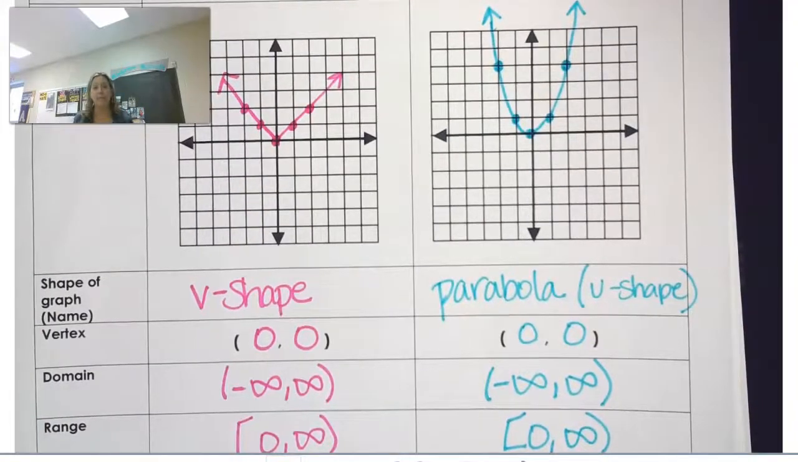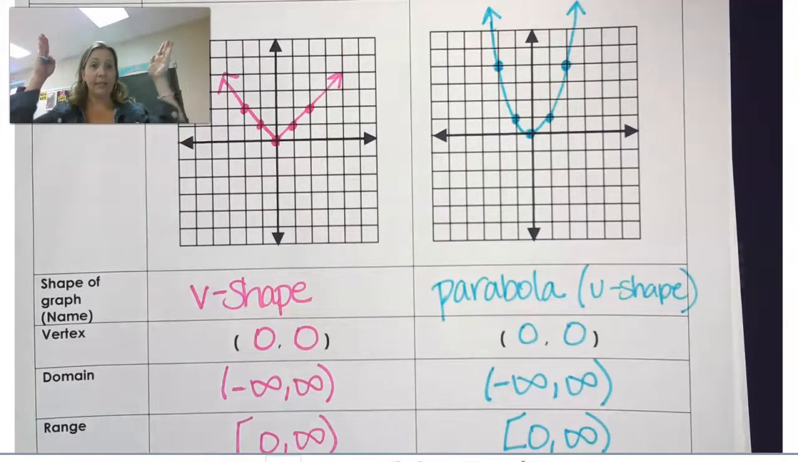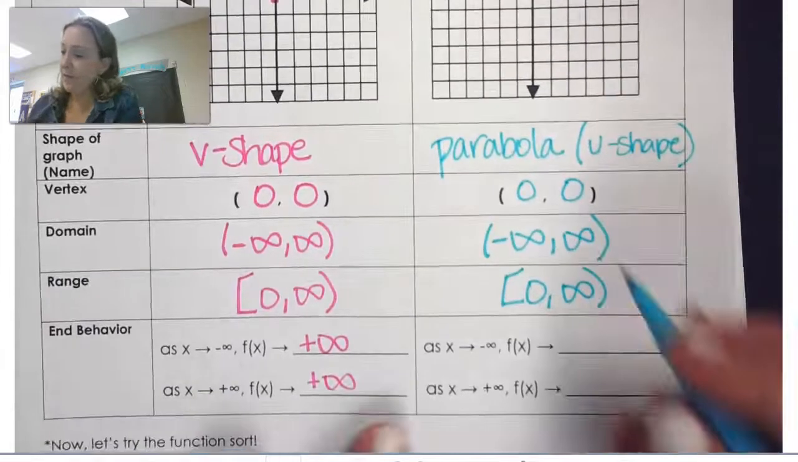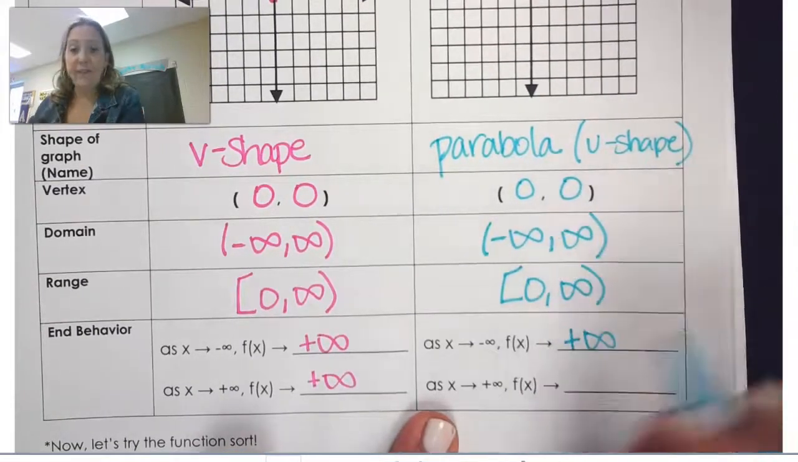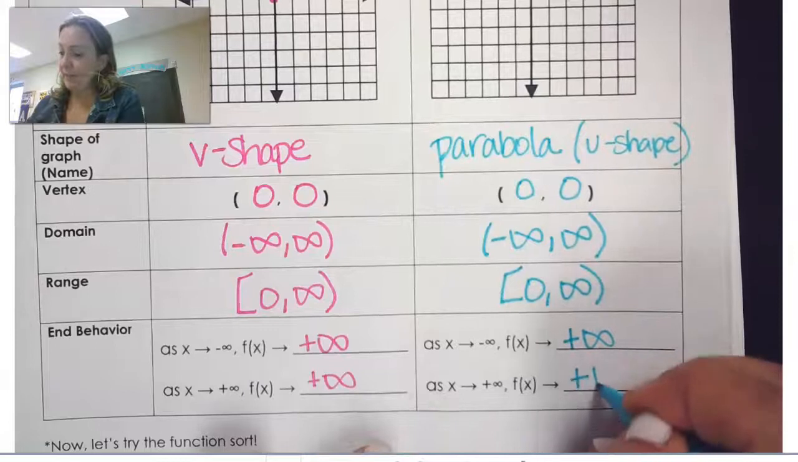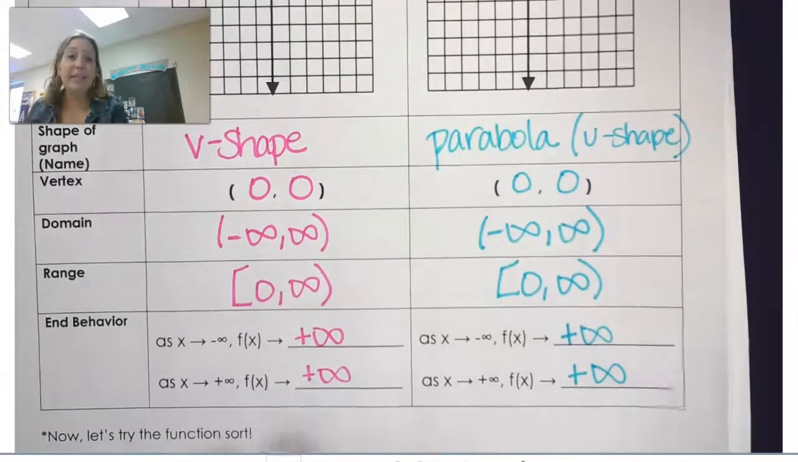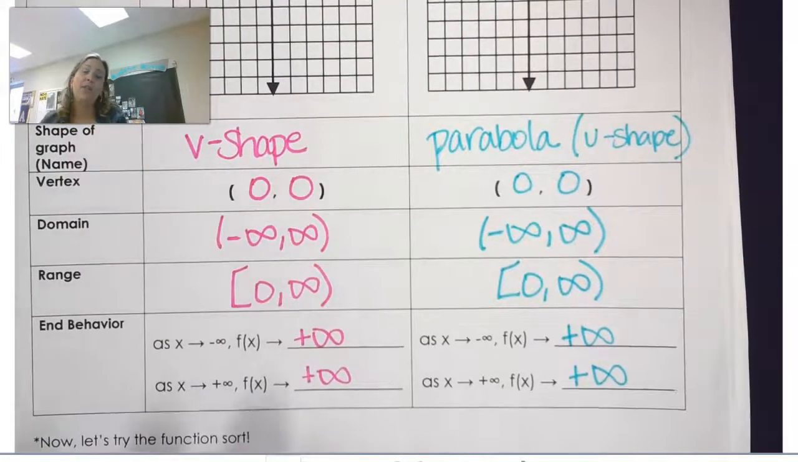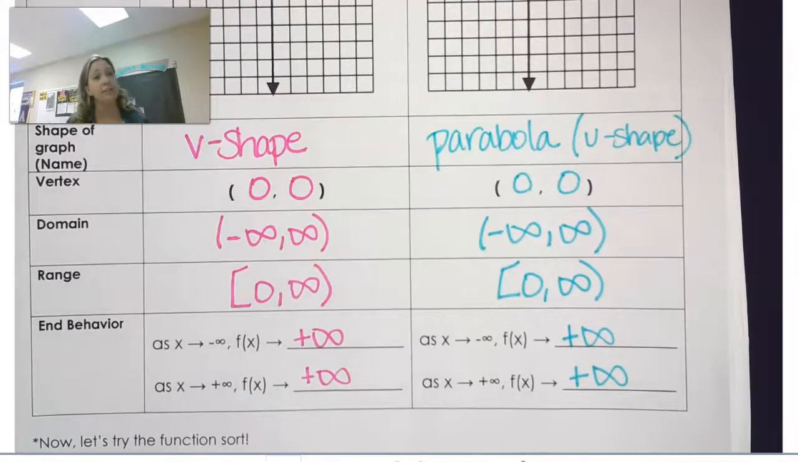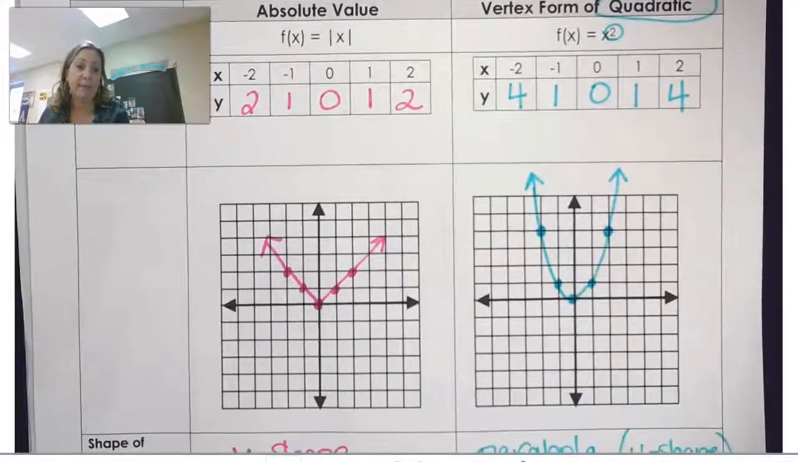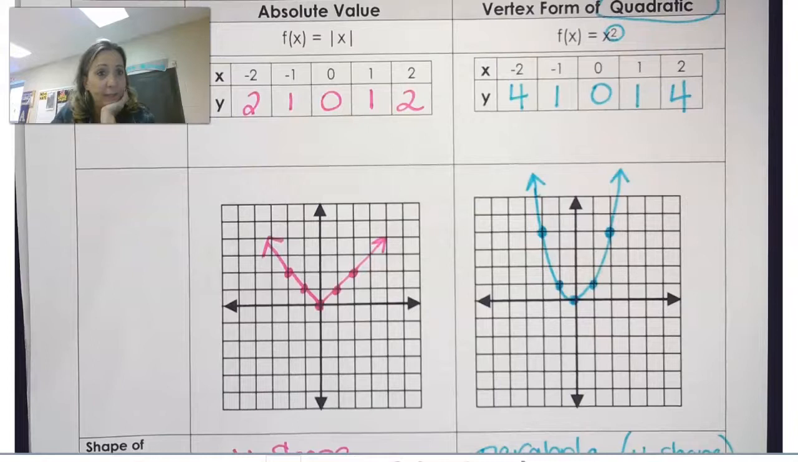I also see that both on the left and the right, the function is going upwards towards positive infinity. So as x goes to -infinity, f of x goes to positive infinity. And as x goes to positive infinity, f of x goes to positive infinity. That's a lot of similarities, isn't it? The parent functions have the same vertex, domain and range, and end behavior. However, let's focus on the difference between the table and the graphs and their shape.